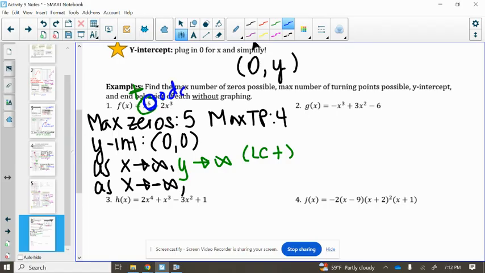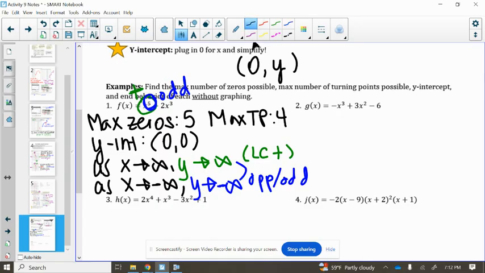Well, because this is odd, when we have an odd degree, that means that this is going to be opposite of what the original was. It's going to go to negative infinity because it's opposite, because it's odd. So these will not match.